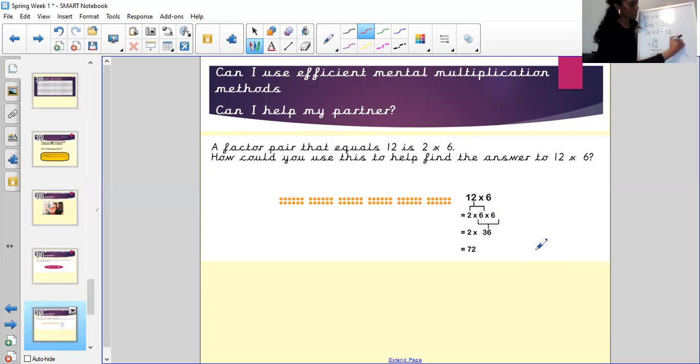You could also do this method, 36 times 2. So you do 6 times 2 is 12, put the 2 and carry the 1, but this is through the times table method. 3 times 2 is 6, add the 1 is 7, 72.